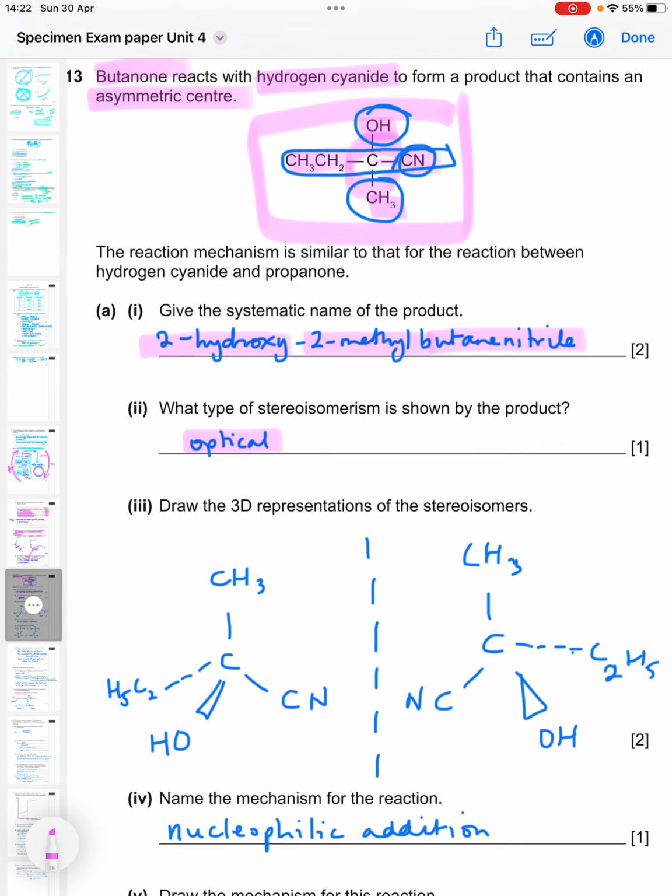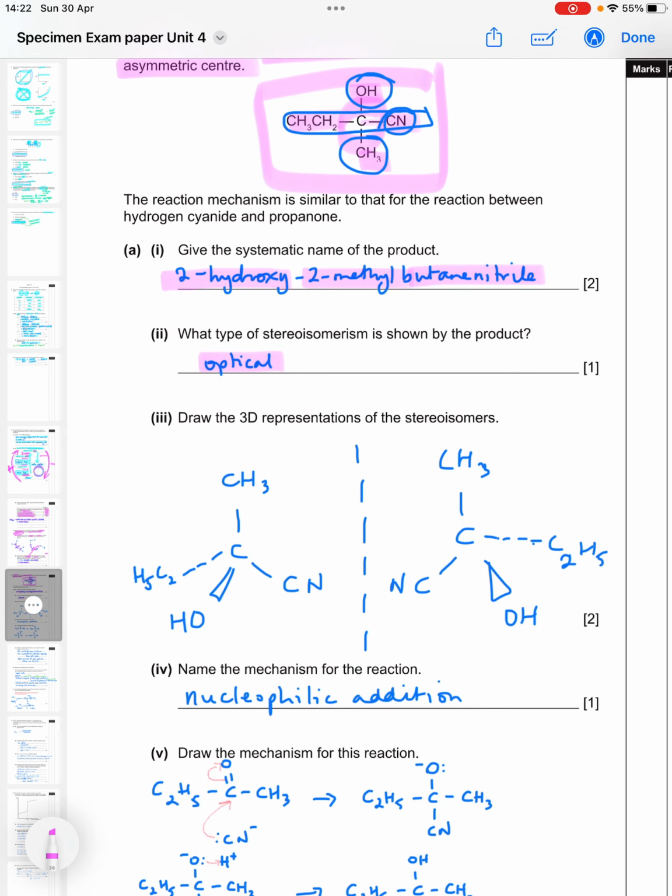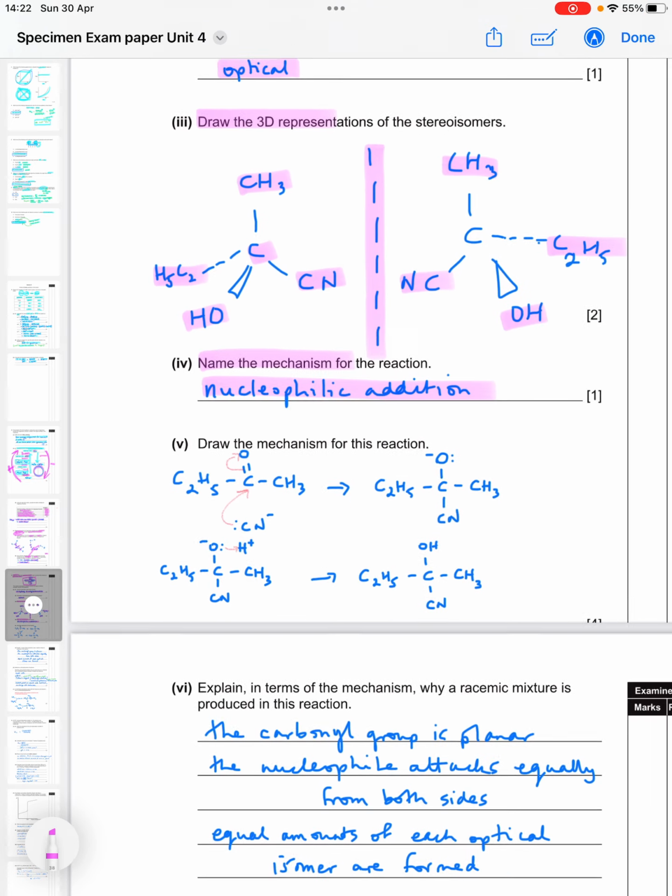What type of stereoisomerism is shown by the product? Well, optical isomers. You've got your chiral carbon centre, so that has to be the answer. And then it's just a matter of drawing the 3D representations of the stereoisomers. So we have the carbon in the middle with the methyl group, the hydroxyl group, the nitrile group, and then the ethyl chain. And here, just the same thing with the mirror image. And remember to draw your little mirror as the dotted line down the middle.